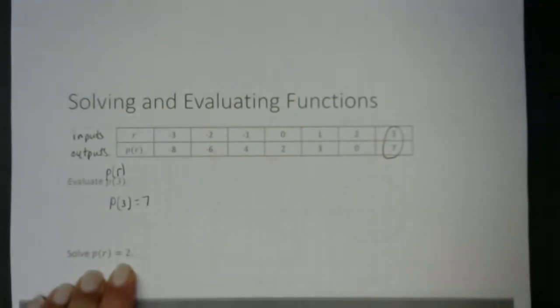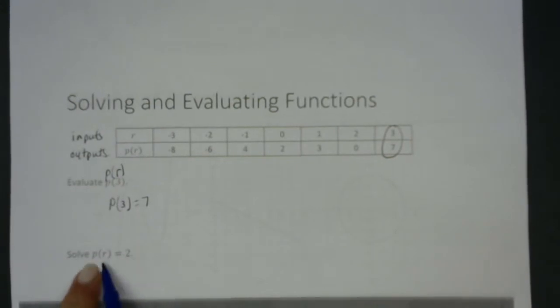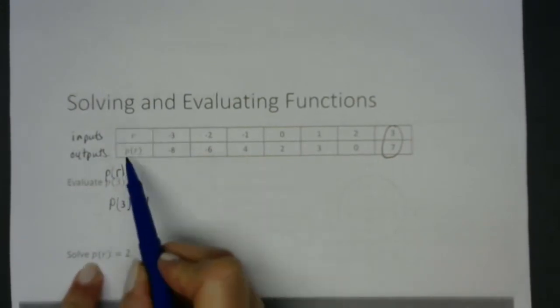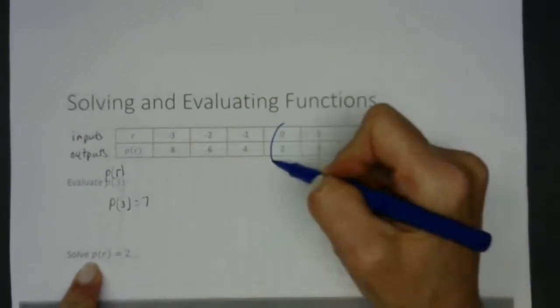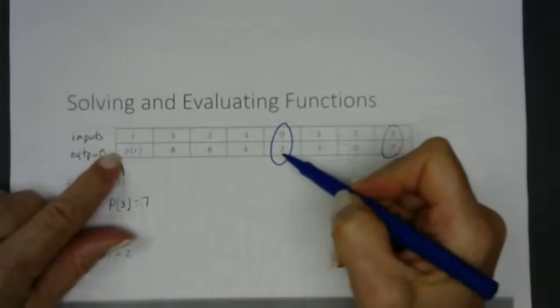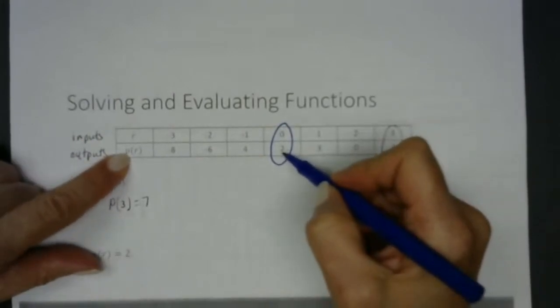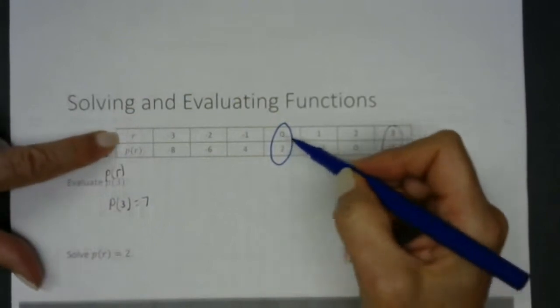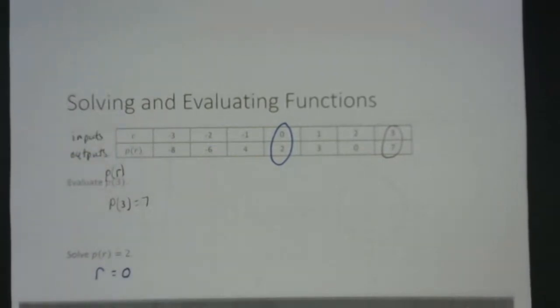So what I'm wanting to do here is find which R results in 2, right? I want to find the input when P of R equals 2. So let's look at the output, or the P of R row, and see if we can find 2. There it is right there. So an output of 2 results from an input of 0, right? So if P of R equals 2, I would have to say that R equals 0.